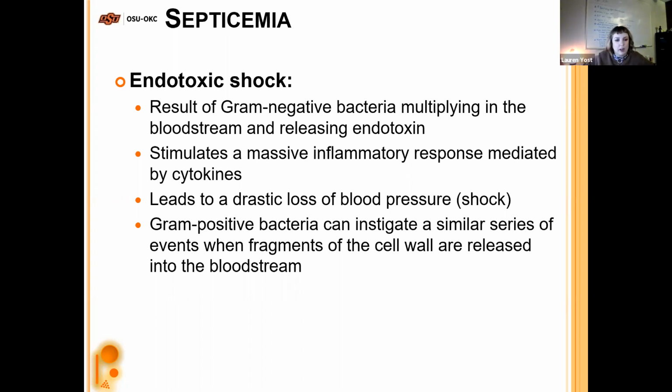And gram-positive bacteria have a similar series of events when fragments of their cell wall are released into the bloodstream, because remember, endotoxin is part of a lipid essentially for gram-negative bacteria, but gram-positive bacteria still have that big, thick cell wall of peptidoglycan, and our body sees peptidoglycan, especially fragments of it, as potentially bad. Shouldn't be fragments hanging out there, right? So it has a similar reaction to what we see with endotoxic shock.